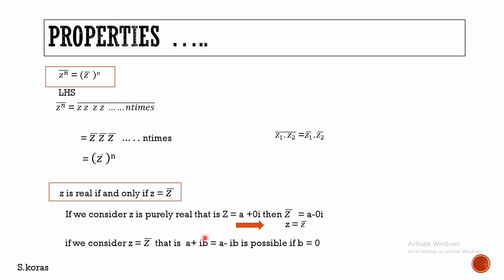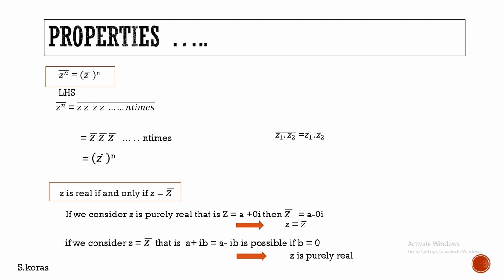It is possible only if b value is 0. So if b value becomes 0 in a complex number, it indicates its imaginary part becomes 0. That means it has only real part. So we have proved by considering z is equal to z bar that z is purely real.